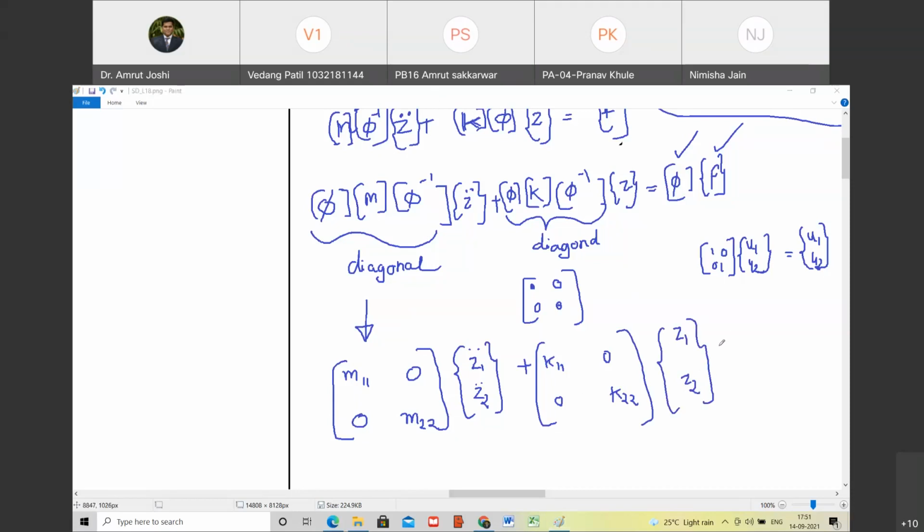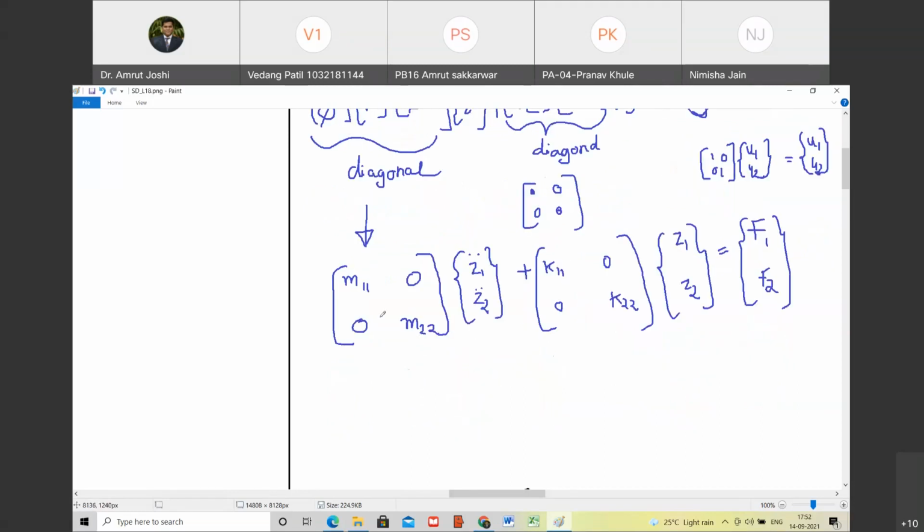This is equal to phi into f matrix. This is the force matrix in the new coordinate system, so I am going to denote it by capital F. Are you with me? So this is small f multiplied by phi, I get the elements as capital F. Happy? And now expand this equation. Expand its first row. So what is this? m11 Z1 double dot plus 0 Z2 double dot plus k11 Z1 plus 0 Z2 is equal to F1.